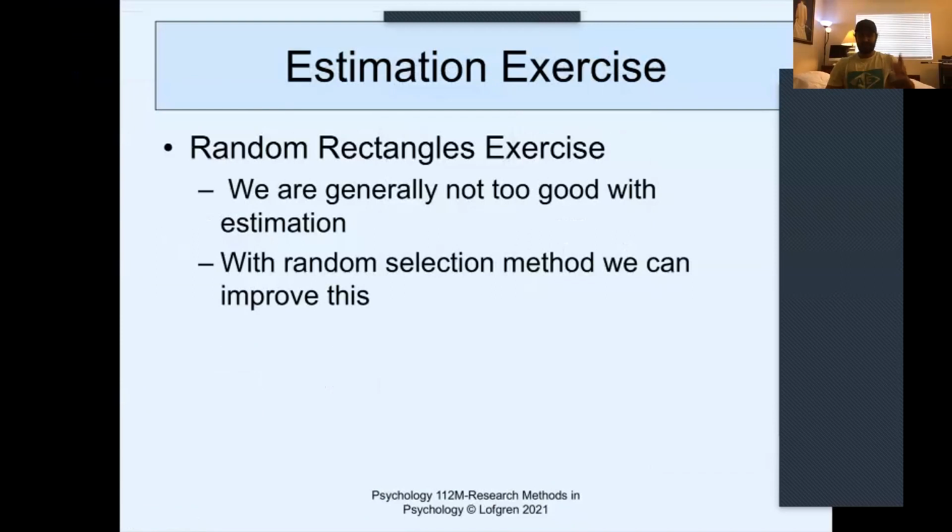All right, cool. The last thing is the estimating exercise. With this exercise, I want you guys to keep in mind that scientists and psychologists understand that when it comes to human beings estimating things, we are generally not good with estimation, right? What they propose to help us estimate more accurately is to choose a random selection method. Selecting stuff randomly can improve our estimation in general, right?